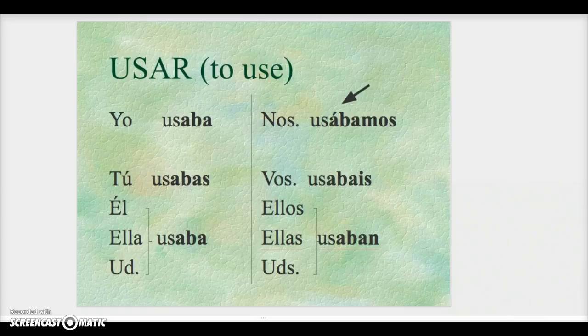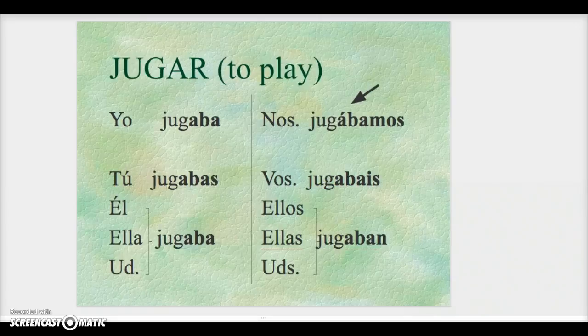Notice we haven't seen any irregular verbs yet. We will. But here again we have aba, abas, aba, abamos, abais, aban. And notice too, we have to put that accent mark on the nosotros form. Una más, caminar. Again, aba, abas, aba, abamos, abais, aban. Remember the song. You're gonna hate it, but you'll love it.